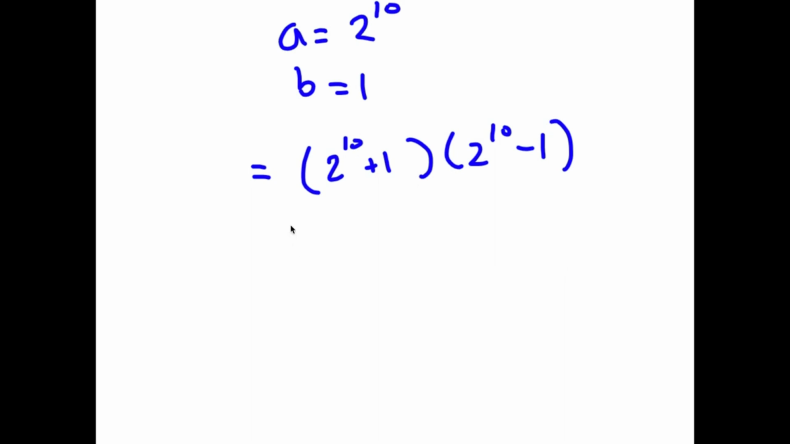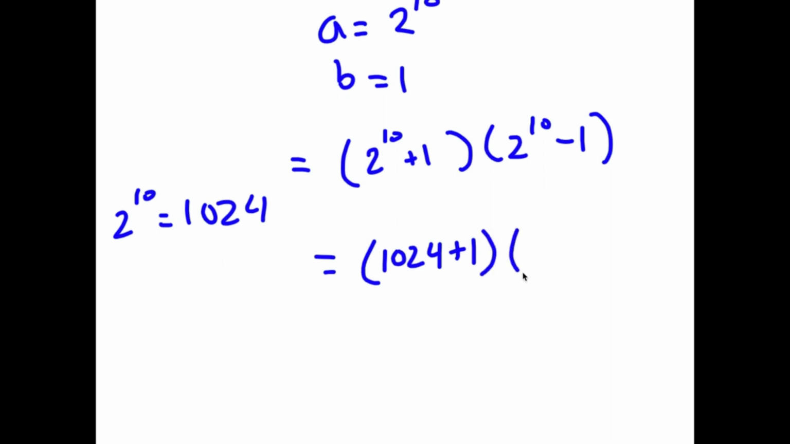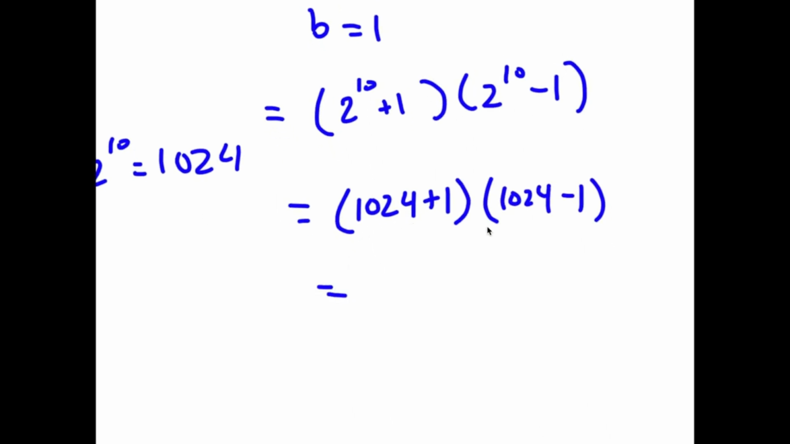Now, if you didn't already know, 2 to the power of 10 is equal to 1024. So I have 1024 plus 1 times 1024 minus 1. And 1024 plus 1 is simply 1025. So I have this times 1024 minus 1, which is 1023.